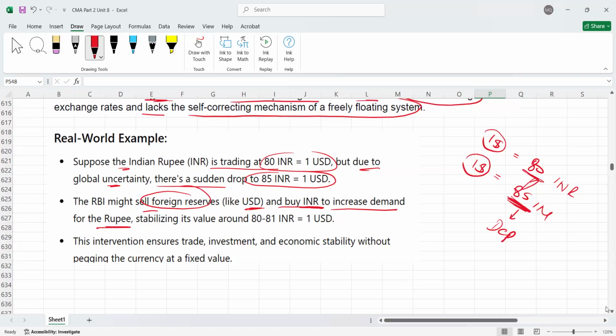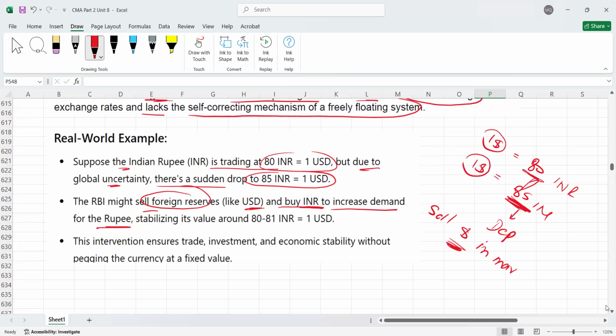Whenever the Indian currency depreciates, what will happen? Now the government will intervene. What will they do? They will sell dollars in the market. Once they sell the dollar, the dollar will depreciate, and automatically there will be appreciation in the Indian currency. This is how the government can intervene.